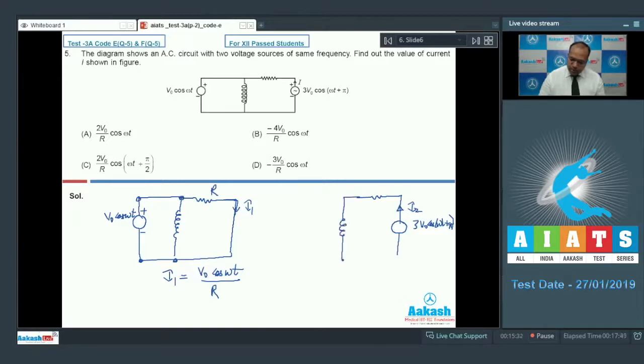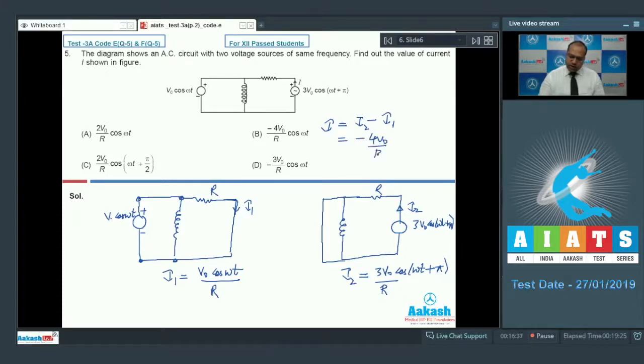This is an inductor coil, and since this coil is short circuited, the value of I2 can be written as 3 V0 cos(omega t plus pi) divided by R. As per the given question, the value of I must be equal to I2 minus I1. So if I substitute the values, I will get the answer as minus 4 V0 by R into cos omega t. So option B is the correct answer.